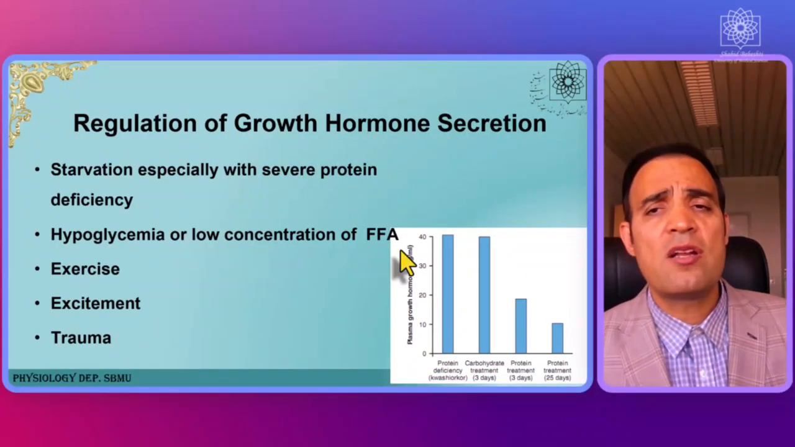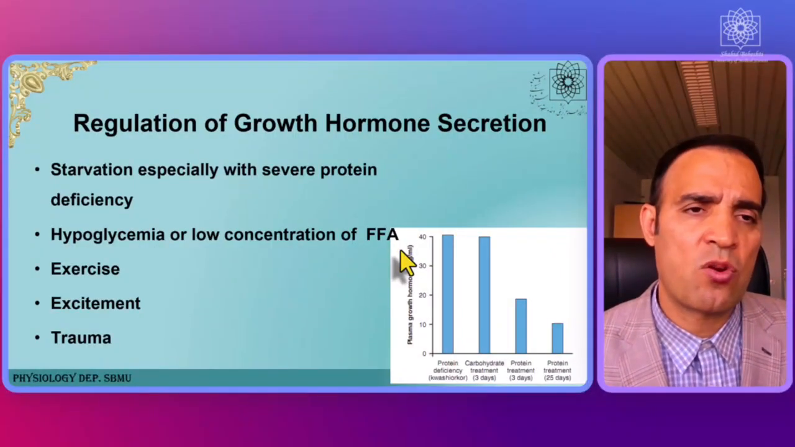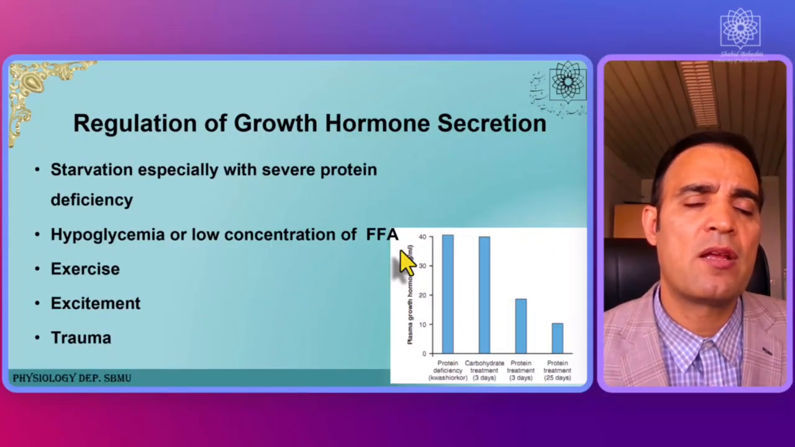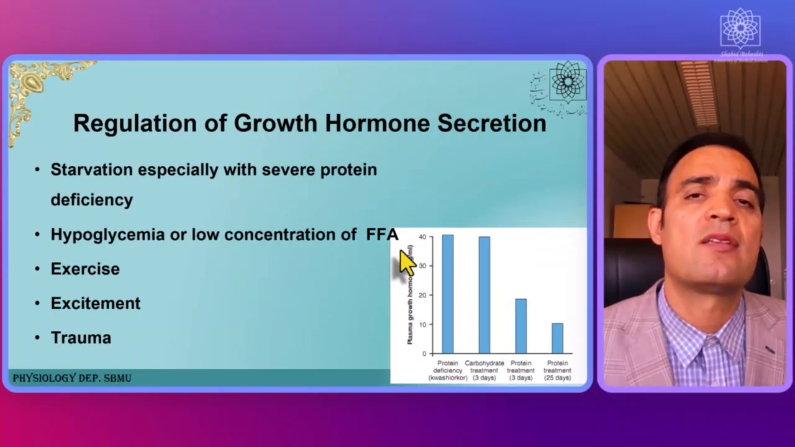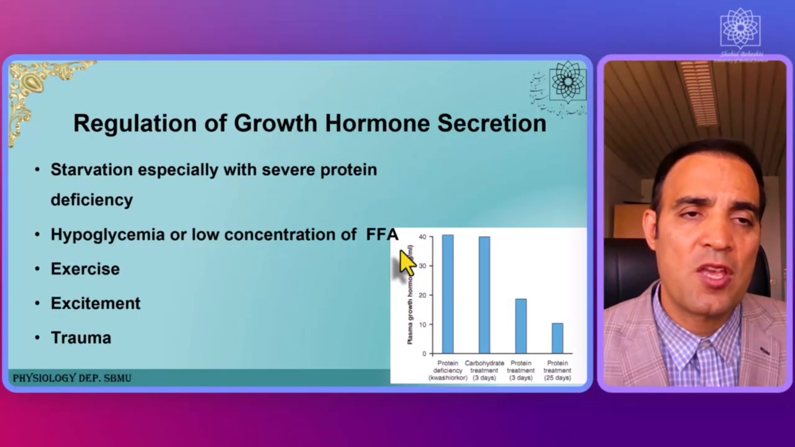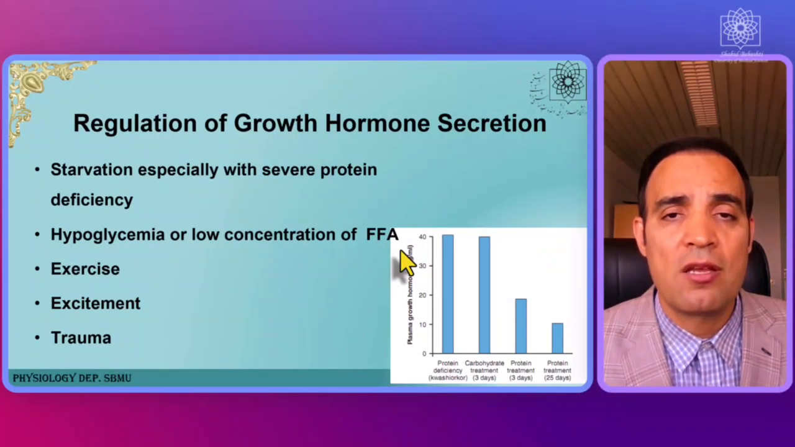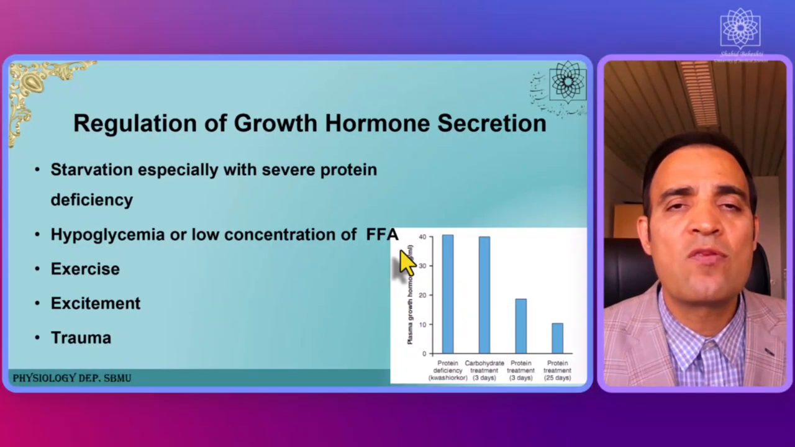In the regulation of growth hormone, some factors affect it, particularly, for example, lowering the level of metabolites such as glucose and free fatty acids. Therefore, starvation or protein deficiency is a stimulator for growth hormone.